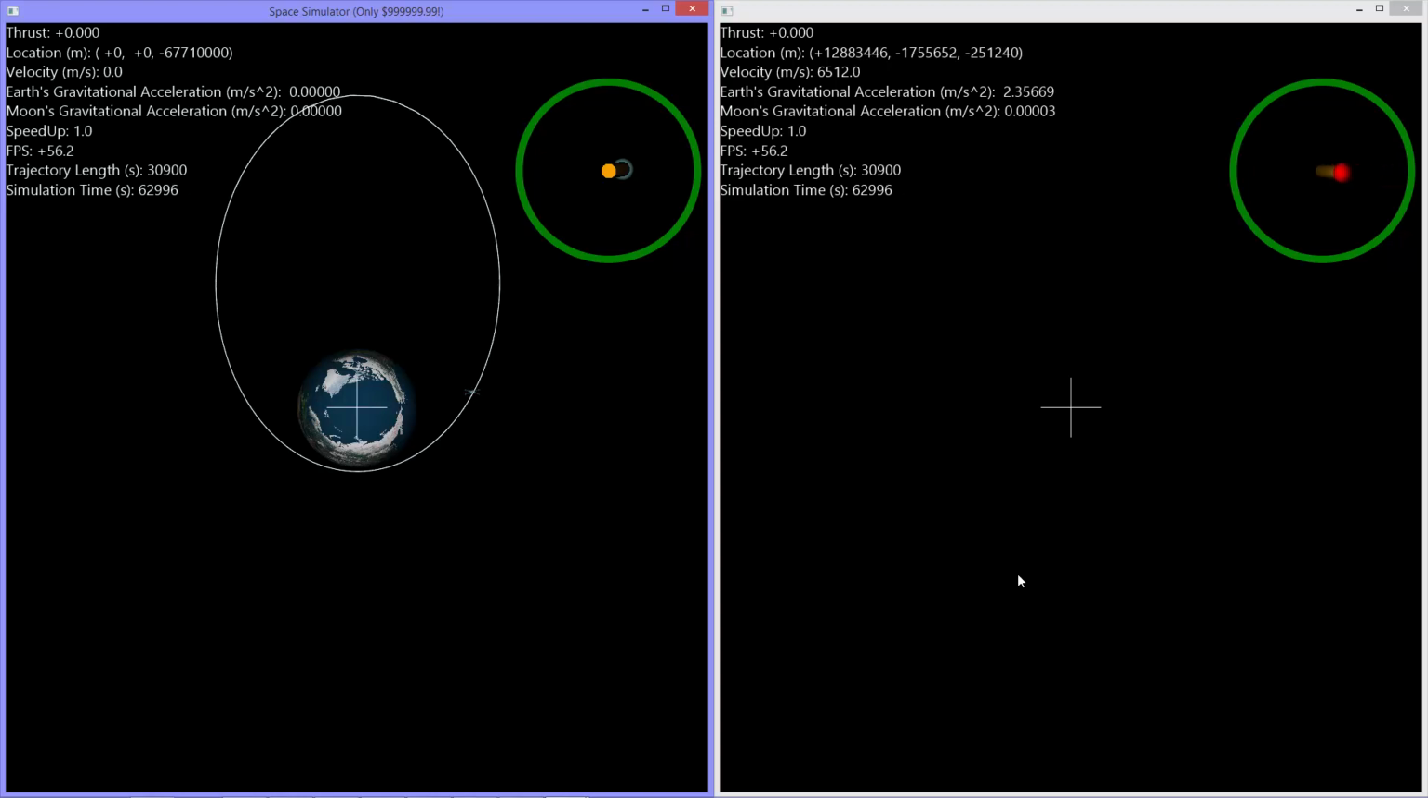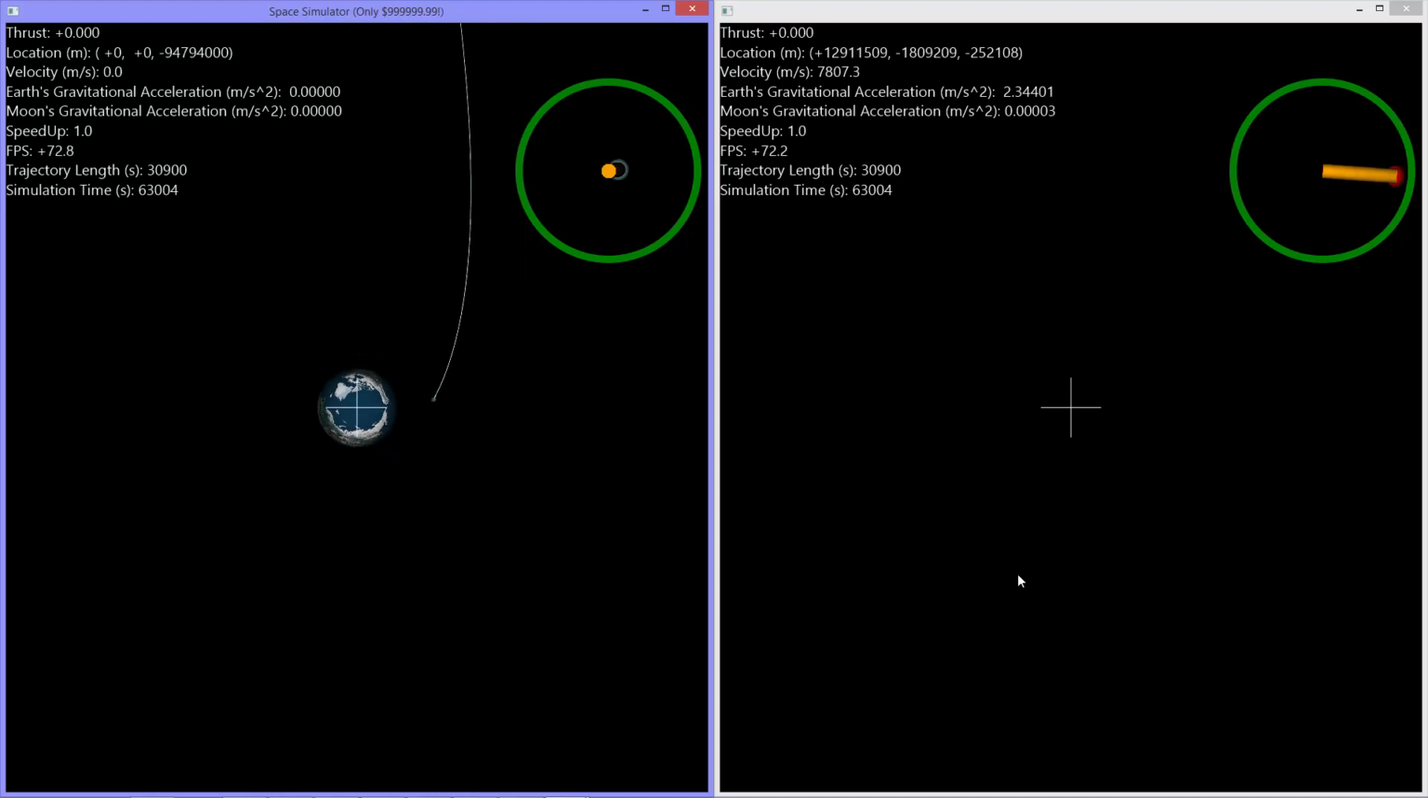Another interesting thing to note is that if you apply too much thrust, you can leave the Earth's gravitational field and achieve something called escape velocity. So as you can see here, if I apply too much thrust, my trajectory goes way out, and if you advance time, we can see that the spaceship just goes on, and eventually escapes the Earth's gravitational field, never to come back.